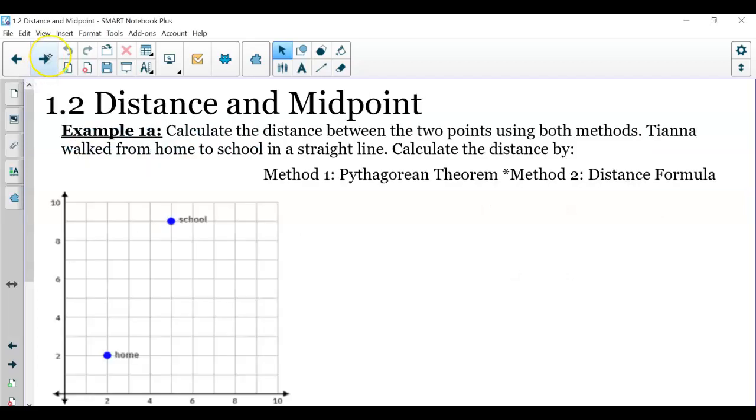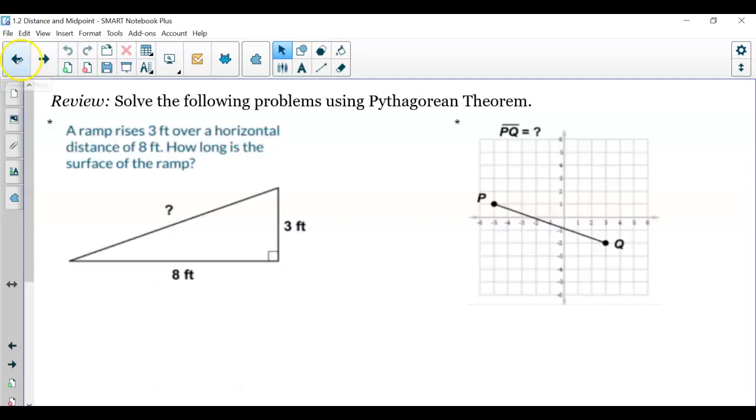In this video, I'm going over lesson 1.2, which is on distance and midpoint between 2 points on the coordinate grid. But before we get started, there are two review questions reviewing Pythagorean theorem.